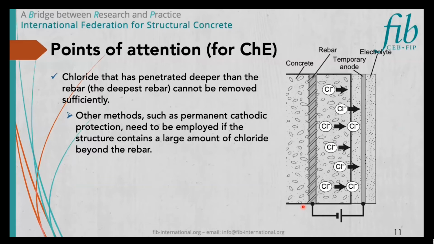Points of attention peculiar to chloride extraction are as below. As the chloride travels due to the potential difference between anode and reinforcing bar, chloride that has penetrated deeper than the rebar cannot be removed sufficiently. If the structure contains a large amount of chloride beyond the rebar, other methods, such as permanent cathodic protection, need to be employed.